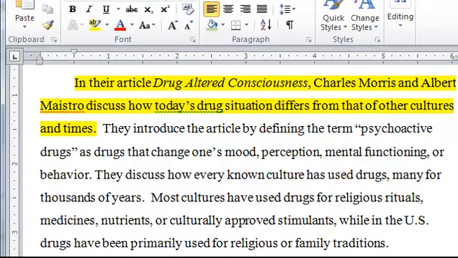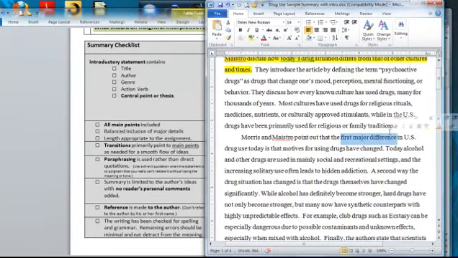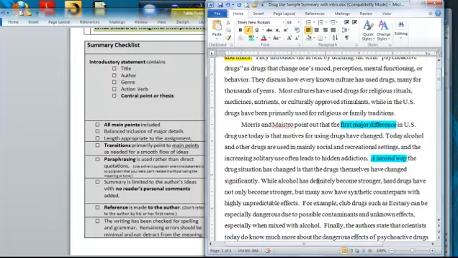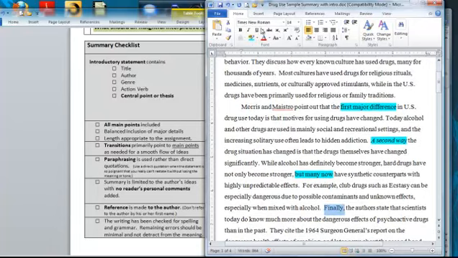You also use transitions. So here I brought out the introduction, that they defined it. That's a little bit of background information which works. First major difference, there you go. That's a transition. Second way, transition. While alcohol has definitely become stronger, but many now, that looks like a transition too. And here's finally. So you may have some transitions for your bigger details.